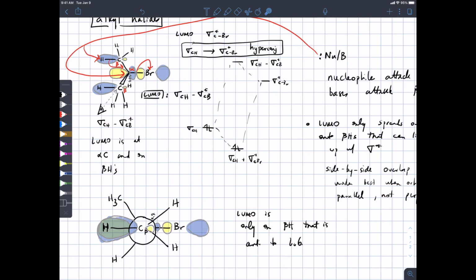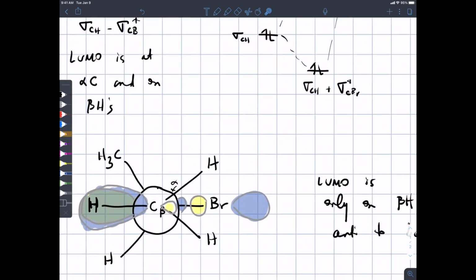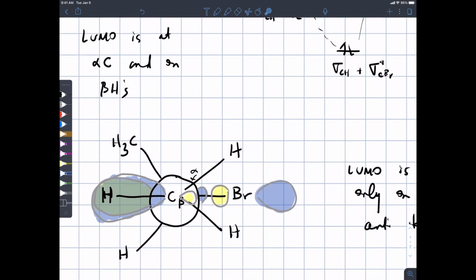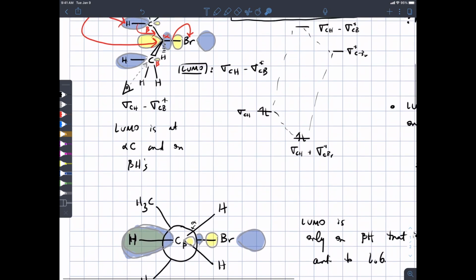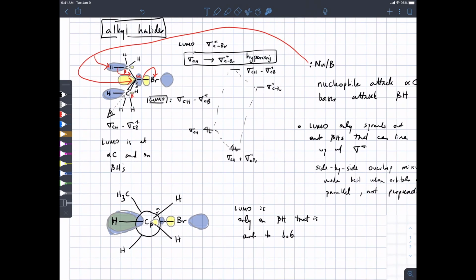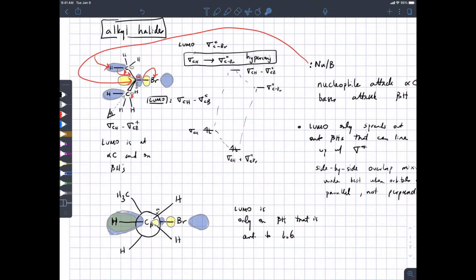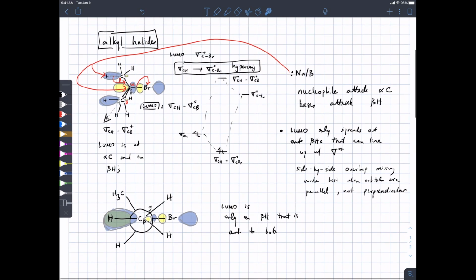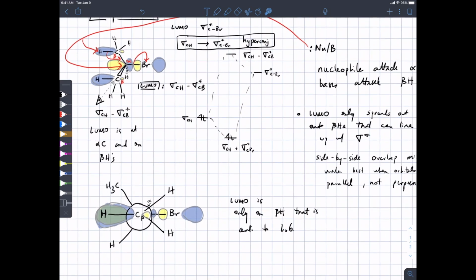Would we also see hyperconjugation between the carbon-bromine sigma bond and the carbon-hydrogen sigma star? Yes, you would see hyperconjugation between the carbon-bromine sigma bond and the carbon-hydrogen sigma star, though probably those two are even farther apart in energy than the carbon-hydrogen sigma bond and the carbon-bromine sigma star. So it may not make that big of a difference.